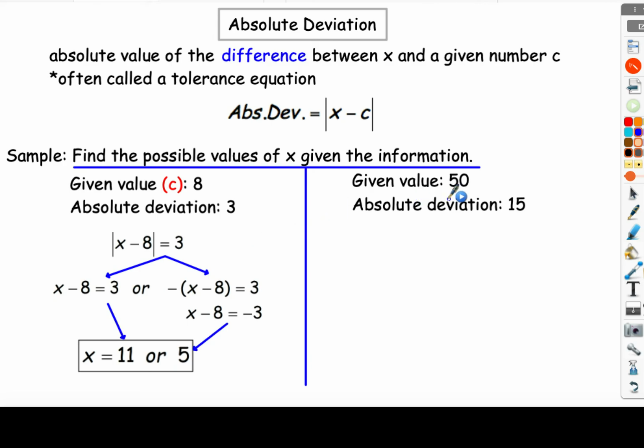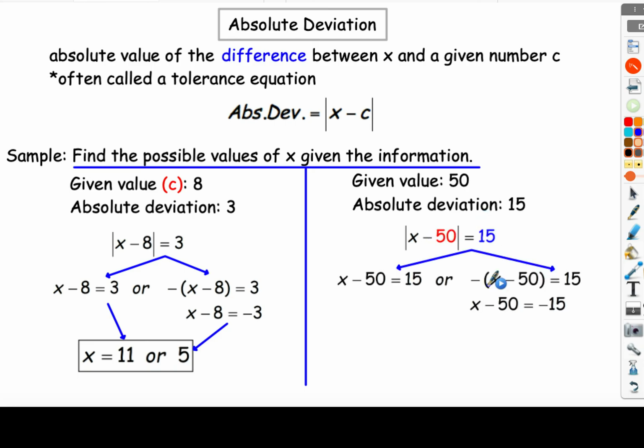Let's do the same thing on the right. Again, given a value of 50. 50 is going to be what we're aiming for. 50 is kind of our goal. What I want to know is what numbers are 15 units, absolute deviation is equal to 15. So 15 equals the absolute value of x minus 50. What two numbers, when you subtract 50, would have been 15 units away? Again, split it up, positive and negative. You can divide that negative directly over the other side, and then add 50 to all parts. And it makes sense. 15 above 50 is 65. 15 below 50 is 35.